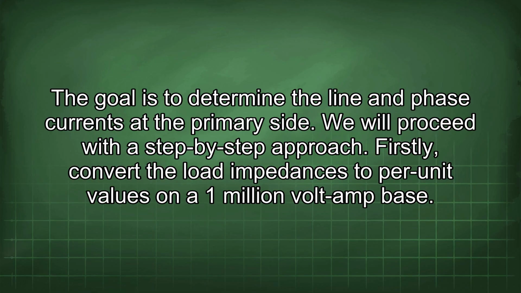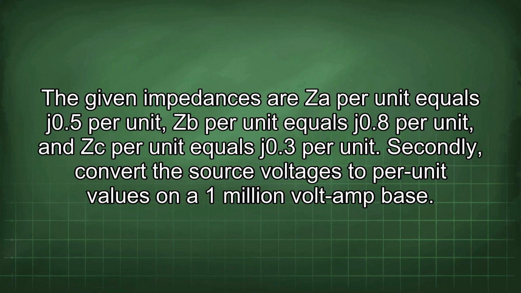Firstly, convert the load impedances to per unit values on a 1 MVA base. The given impedances are ZA per unit equals j0.5 per unit, ZB per unit equals j0.8 per unit, and ZC per unit equals j0.3 per unit. Secondly, convert the source voltages to per unit values on a 1 MVA base.